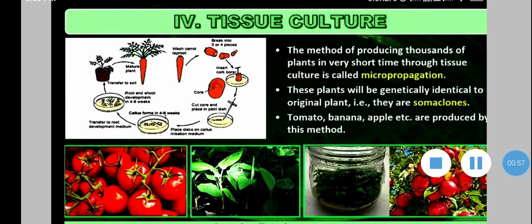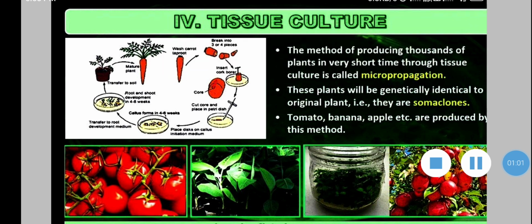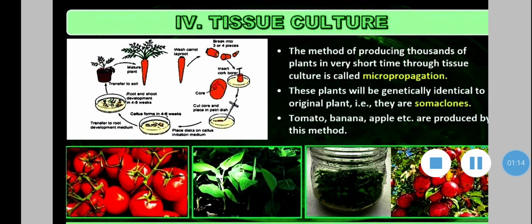The method of producing thousands of plants in a very short time through tissue culture is called micropropagation. So micropropagation is the technique in which a variety of plants are produced in a very short duration. Micropropagation is also known as clonal propagation.